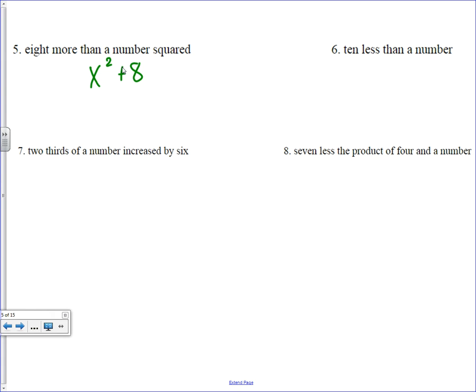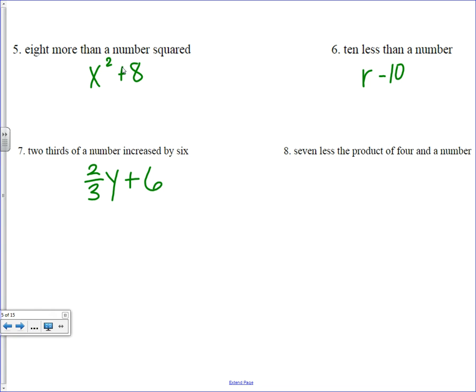10 less than a number. Uh-oh, less than. What does that mean to do? Flip it. So less than means subtract my 10. I don't know, how about an R this time for my number? 2/3 of a number. Now, what does that little word of mean? Multiply. So how do I show 2/3 of a number? Times a number, right? How about y? I'm going to smush them together because we're multiplying. Increased by 6. What does that mean? Wonderful, wonderful.